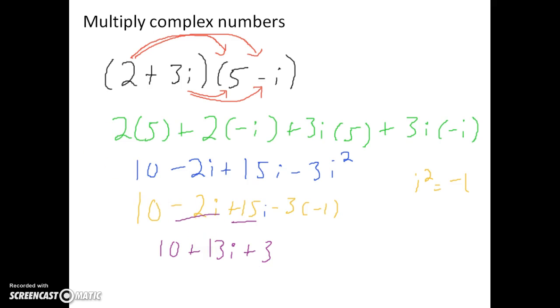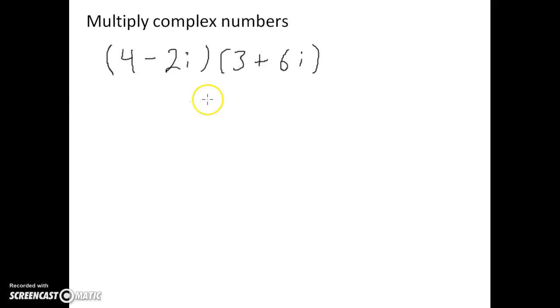Okay, and then lastly, we notice that we have a couple of numbers. We have this 10 and this 3, and we can combine those. When we do this, we want standard form, which is a number first. So 13, which is 10 plus 3, plus 13i. And there's our final answer. So distribute, simplify, combine like terms.